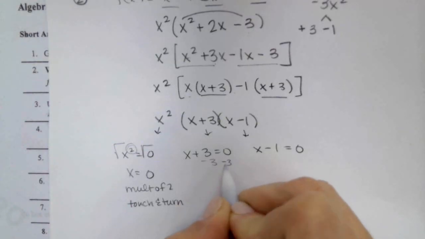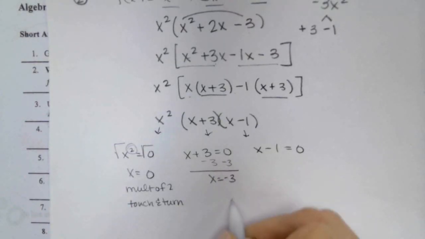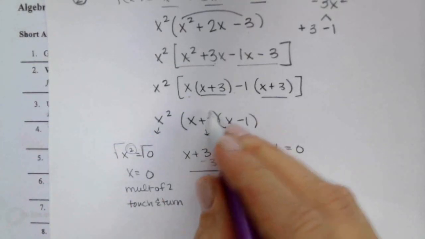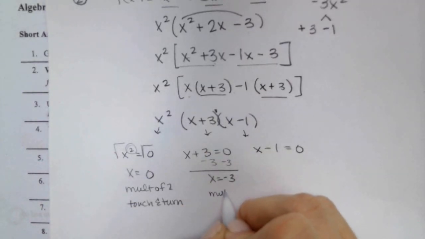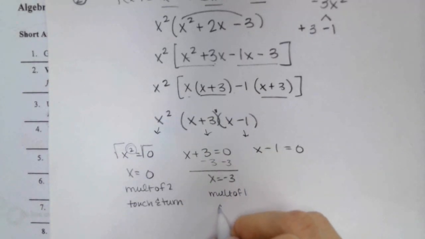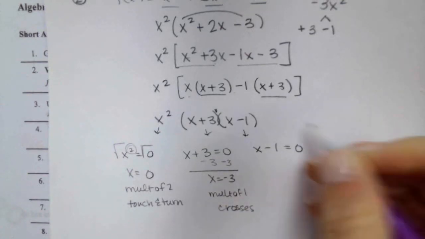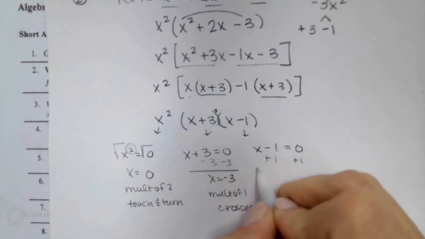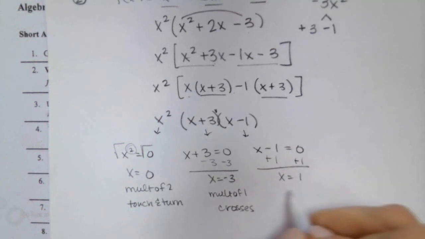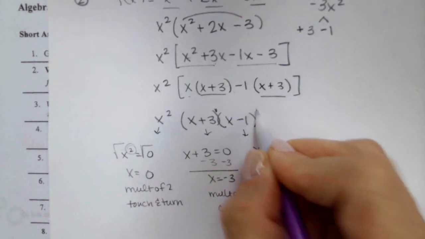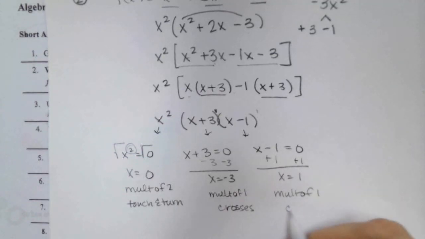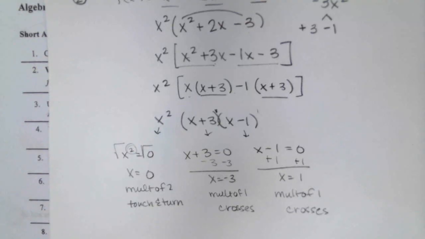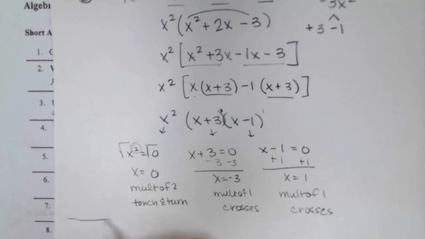This one, we have x is negative 3. It only had 1. It was a power of 1 there. So that's a multiplicity of 1, which means it crosses. We add 1 here. So that is going to be, again, a multiplicity of 1 up there. So that is going to cross. Okay? All right, so that's how we do number 2.